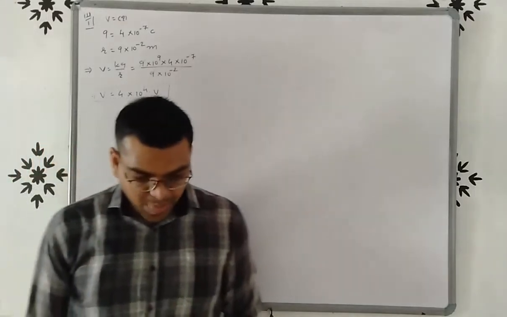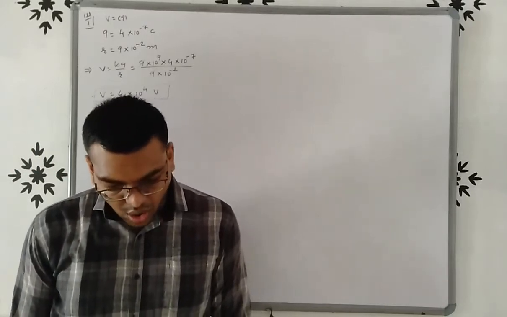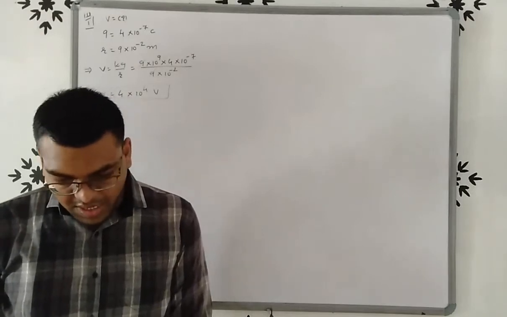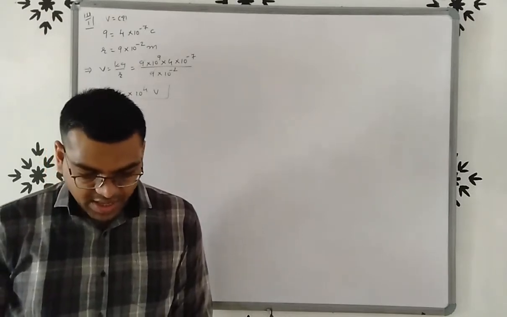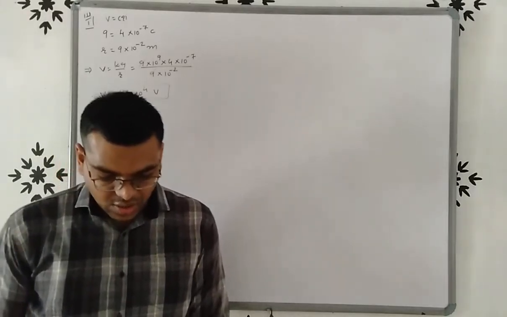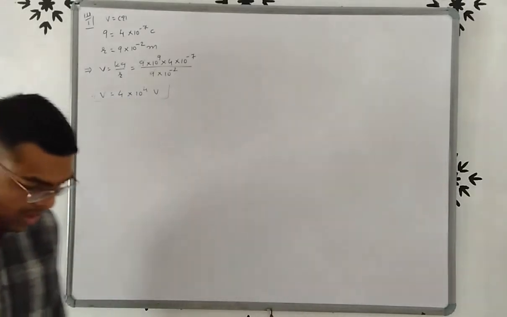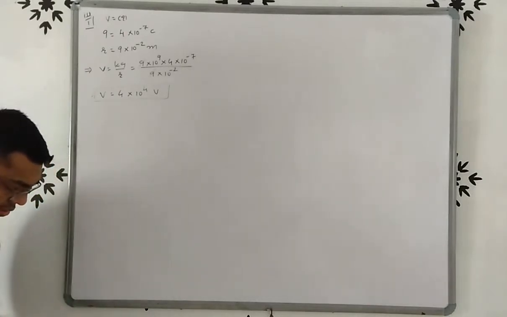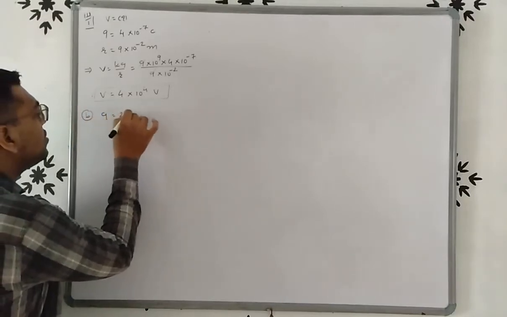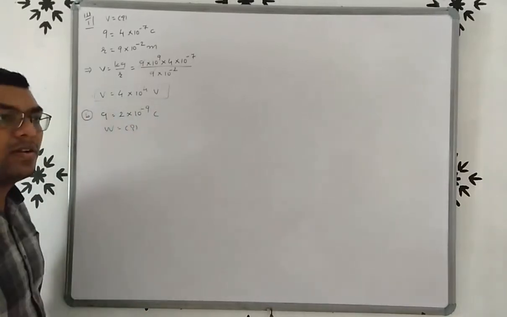Now see B. Hence obtain the work done in bringing a charge of 2 into 10 raised to minus 9 coulomb from the infinite to point P. Does the answer depend on the path along which the charge is brought? So here first of all we have to find out the work done to bring a charge 2 into 10 raised to minus 9 coulomb. So here charge Q is 2 into 10 raised to minus 9 coulomb. We have to find out the work done.